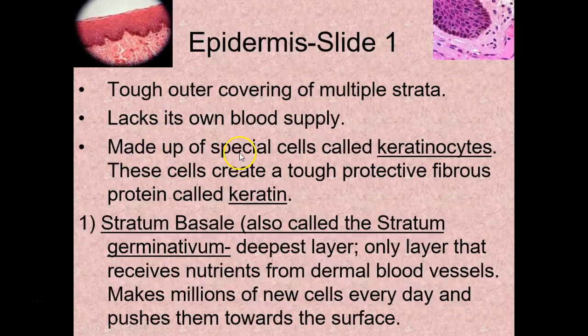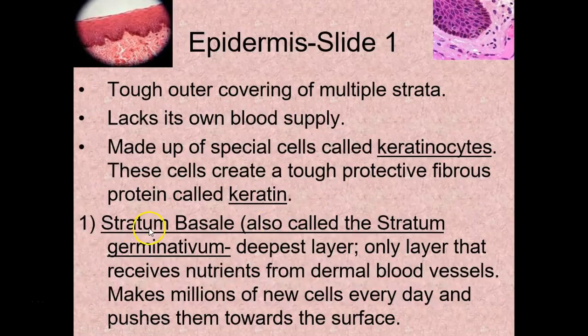And the epidermis is made up of really one particular type of cell, and that's called keratinocytes. These cells create a tough, protective, fibrous protein called keratin. And this is similar to the protein collagen we talked about before that makes up your ligaments and tendons and a portion of your bones. Keratin makes up your outer skin layers, and keratin makes up your, well, we'll talk more about that a little later.